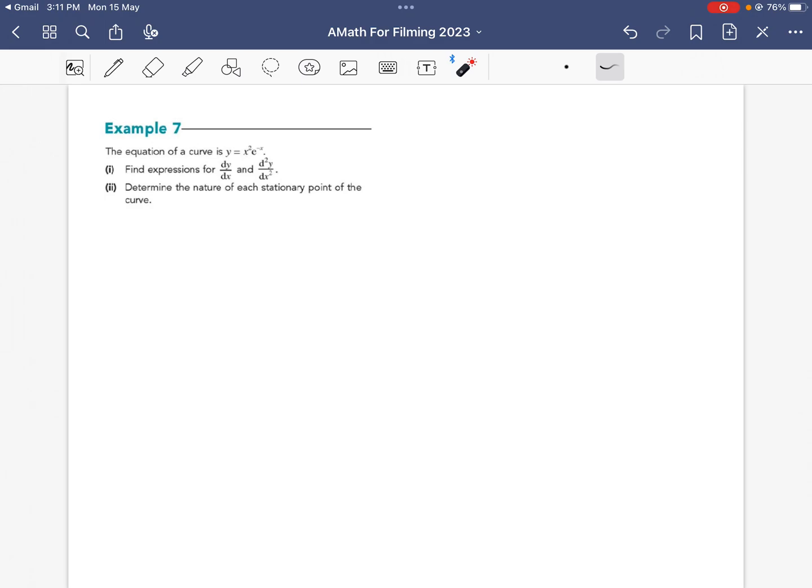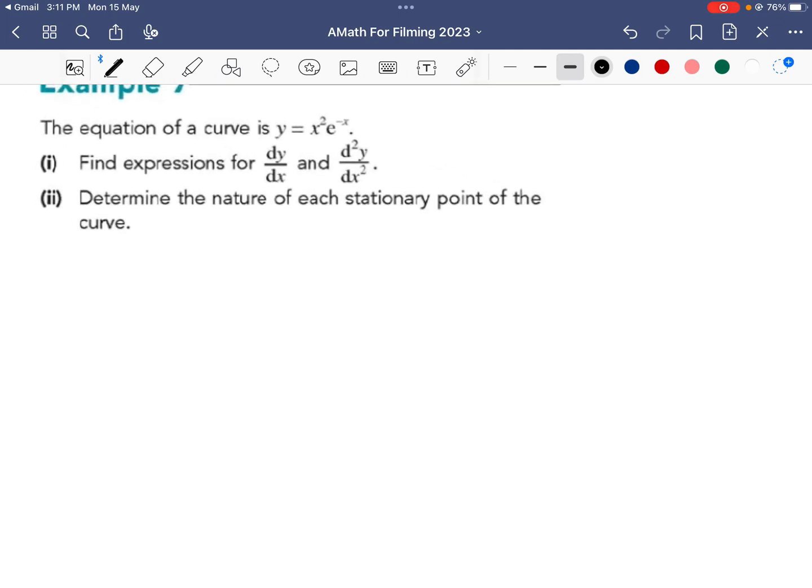Now, example 7. This is a rather long example, but let's just push on and finish this. The equation of a curve is given by y equals x squared multiplied by e to the power negative x. Find expressions for dy/dx and the second differential d2y/dx2. First and foremost, for the first differential, u equals x squared, v equals e to the power negative x.